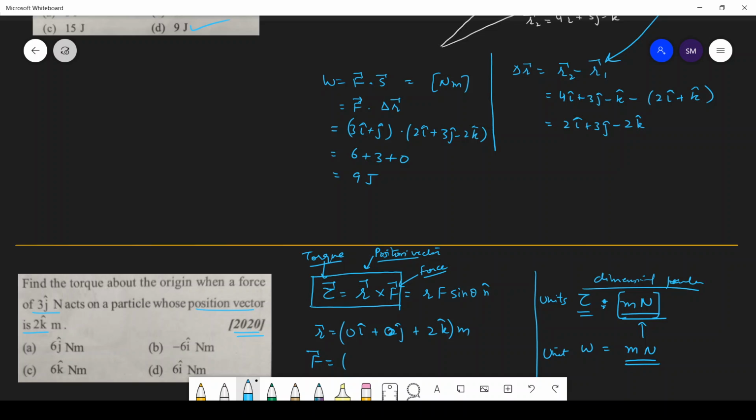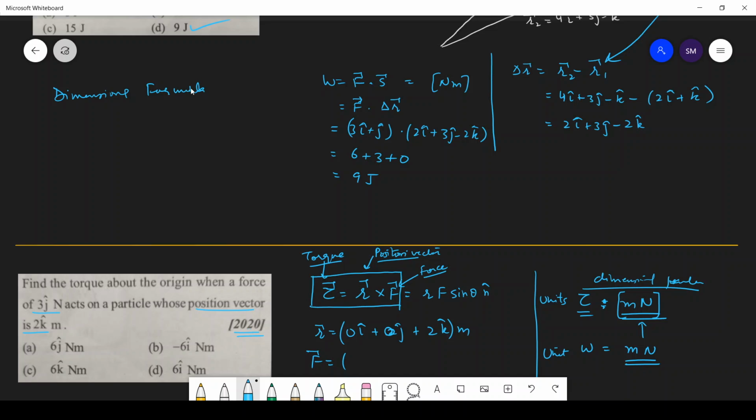Sometimes this question also comes in exams: tell two physical quantities that have the same units, the same dimensional formula. How do we write the dimensional formula if we want to write it for work? That's another important question.